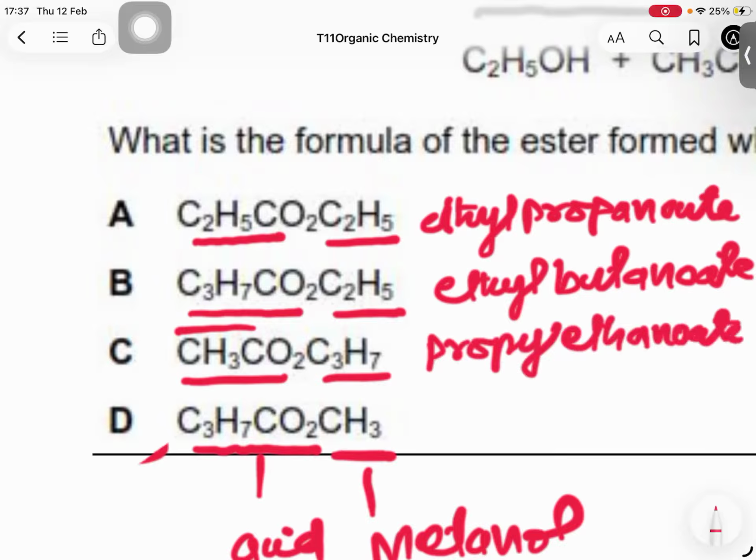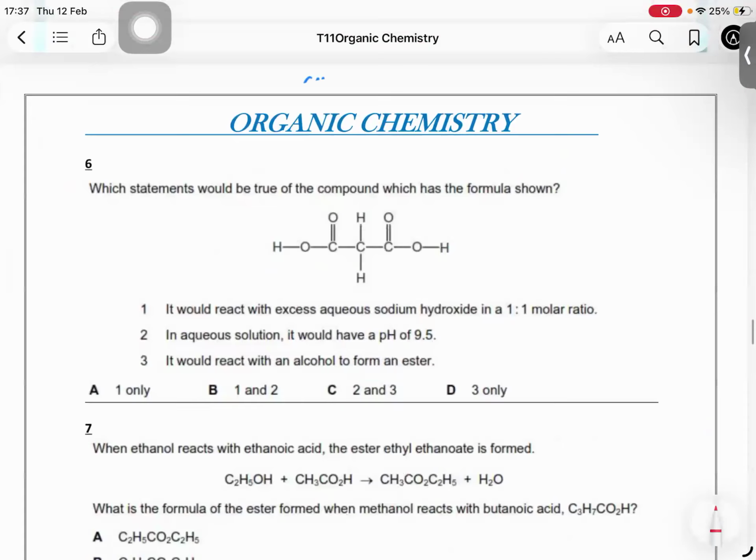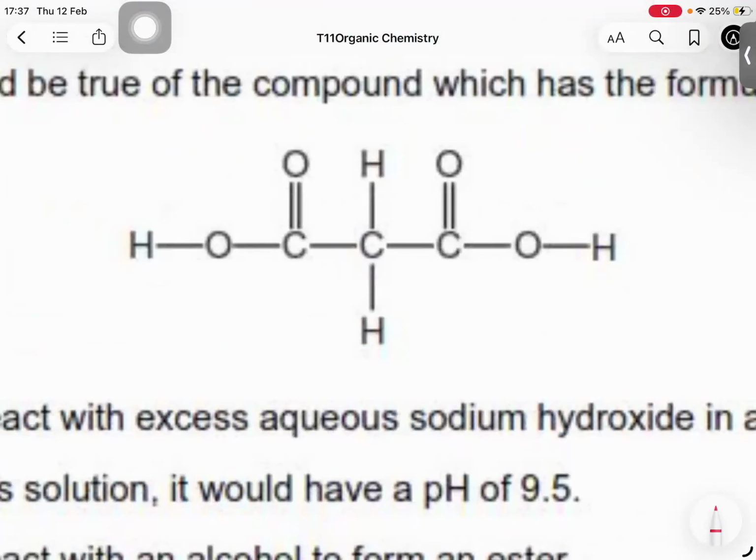What about this? ये तो अभी हमने कहा है. Methyl butanoate. This is what we were looking for actually. Which statement would be true for the compound which has the formula shown here? Just look at the compound and spot the वो क्या होते हैं जो.